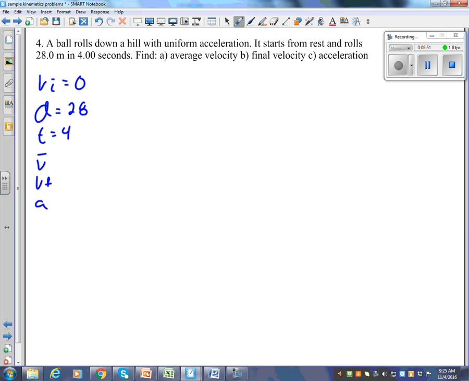We have 3. So we're looking for V bar, we're looking for VF, and then we're looking for A. Okay. What formula has V bar, D, and T in it? V bar equals D over T.